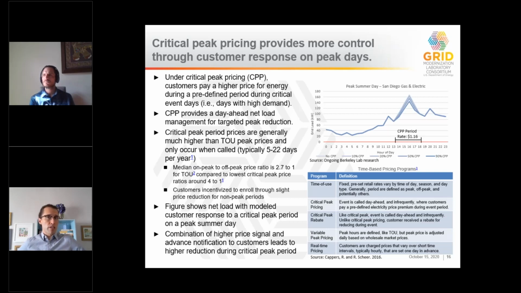CPP prices are much higher than time of use prices, where some of the lowest CPP prices are 4 times that of the off-peak rate, which ultimately incentivizes customers to have even more reduction.